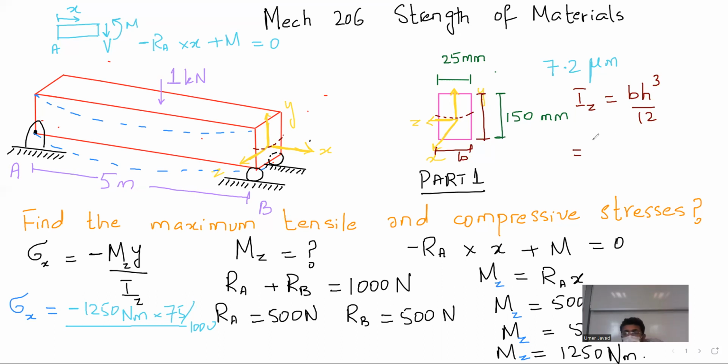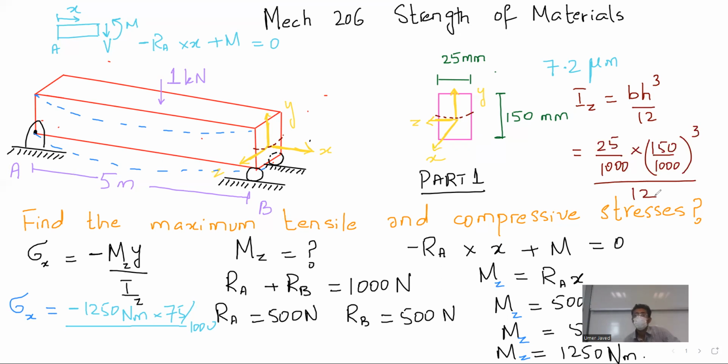Okay, b h cubed by 12. So the base is, did I give you 25? 25 by 1000, it's 1.05 micrometer. Okay, 1.05, good, multiplied by h, which is given to you as 150, over 12. 1.05 micrometers, okay.